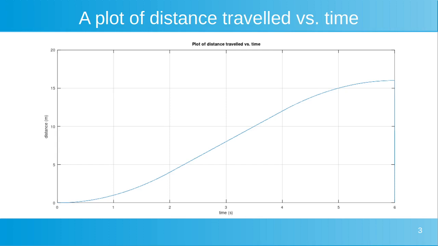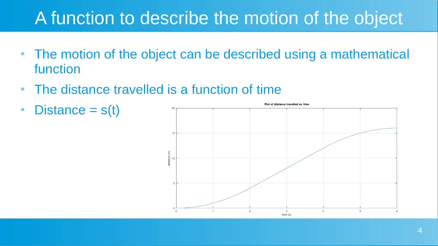We can investigate this further by using calculus. The first step in doing this is to express the behavior of the object using a mathematical function, because then we can start applying calculus to the function to determine further information. So we want a function to describe the motion of the object. The distance traveled is a function of time, so we're going to represent distance s as a function of t.